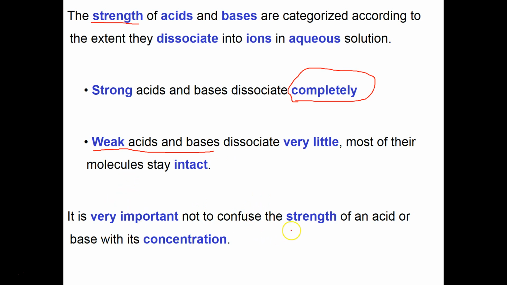So it's important not to confuse the strength of an acid or base with its concentration, or also to confuse it with its reactivity. Some acids and bases are very reactive, perhaps they're highly corrosive, but they're still characterized as being weak because they don't meet this requirement of completely dissociating into ions when they are dissolved in water.